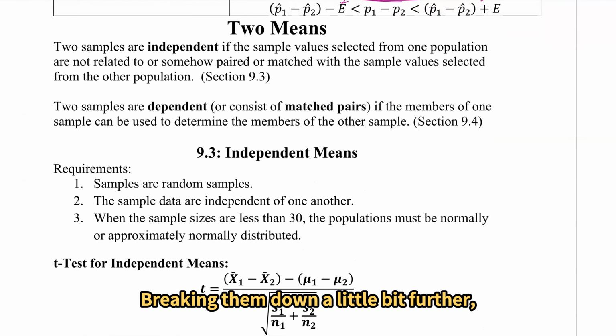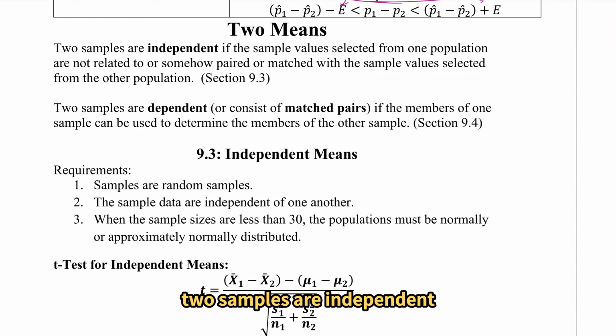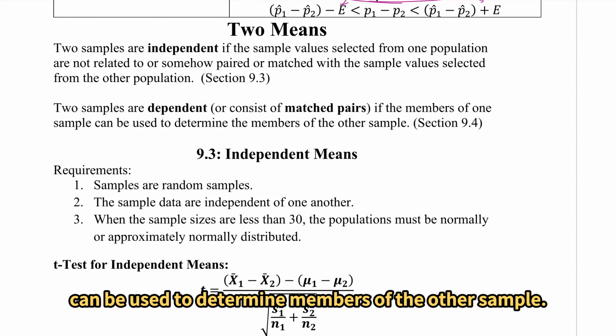Breaking them down a little bit further, two samples are independent if we select the samples in such a way that we don't match them. They're not matched with the other samples selected from the other population. We say two samples are dependent if one sample can be used to determine members of the other sample.